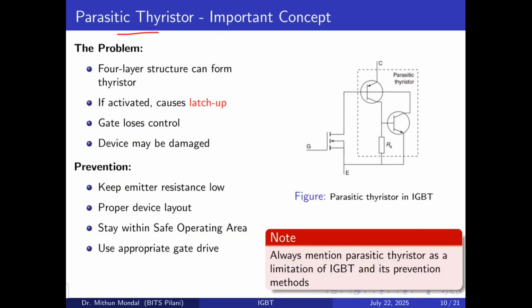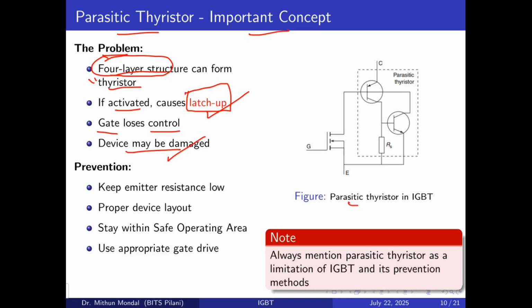What is a parasitic thyristor? The important concept. Let us see the problem. There is a 4-layer structure that can form a thyristor. We will discuss the thyristor in detail. Here we come to the concept of the parasitic thyristor. It is basically the 4-layer structure, and if activated, it can cause a phenomenon known as latch-up. Here the gate loses control and the device may be damaged. So this is a disadvantage of the formation of the parasitic thyristor, where latch-up takes place and the gate loses control, so the device may get damaged.